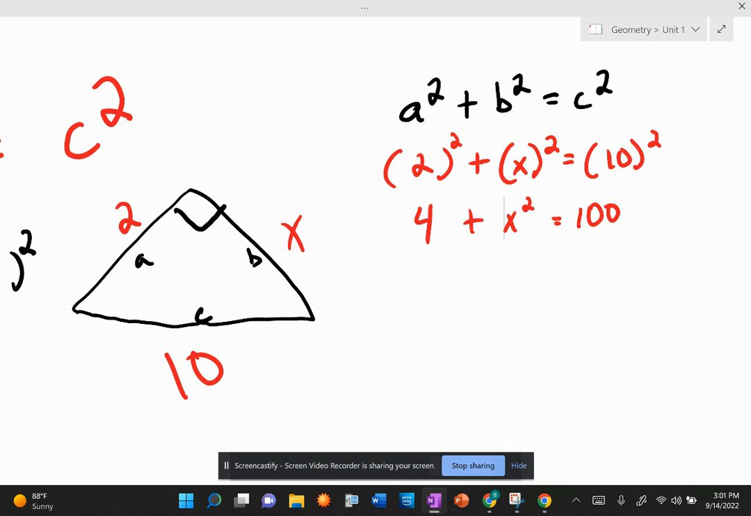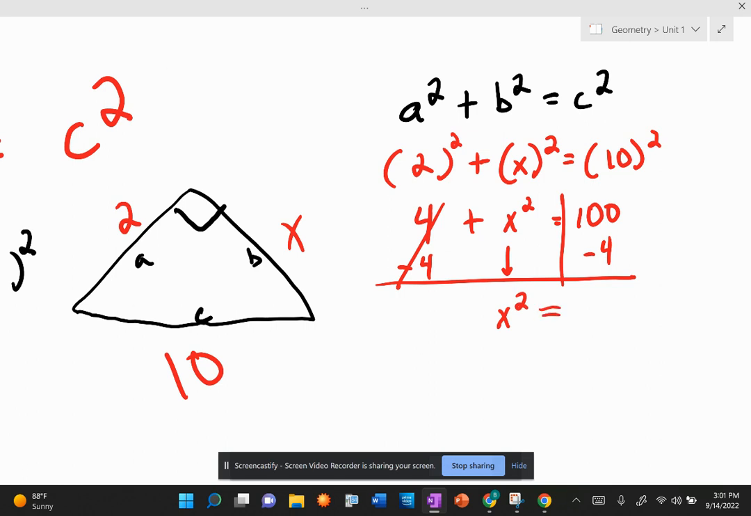Okay, you got to get x by itself. So we're going to move the 4 by doing the inverse. What's the opposite of a positive 4? Negative 4. Then we will cancel out those 4s on the left. Bring down x squared.